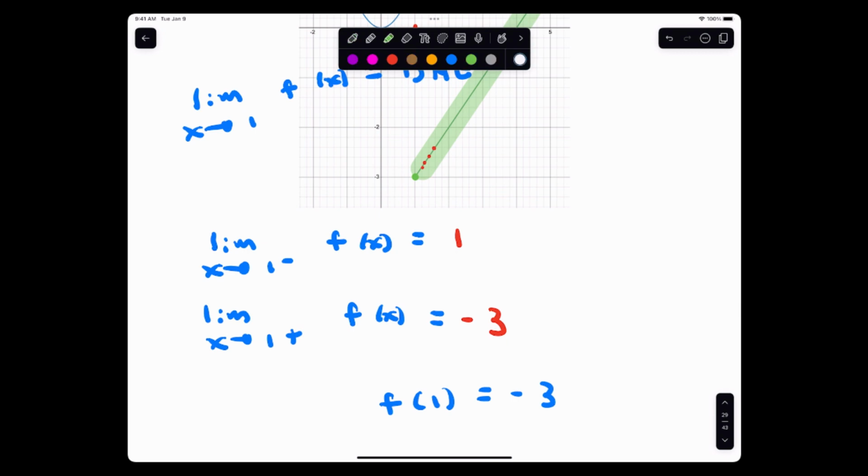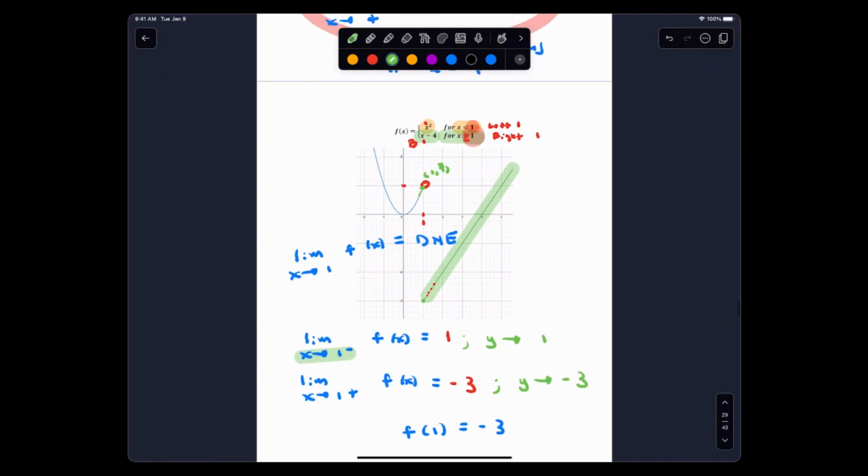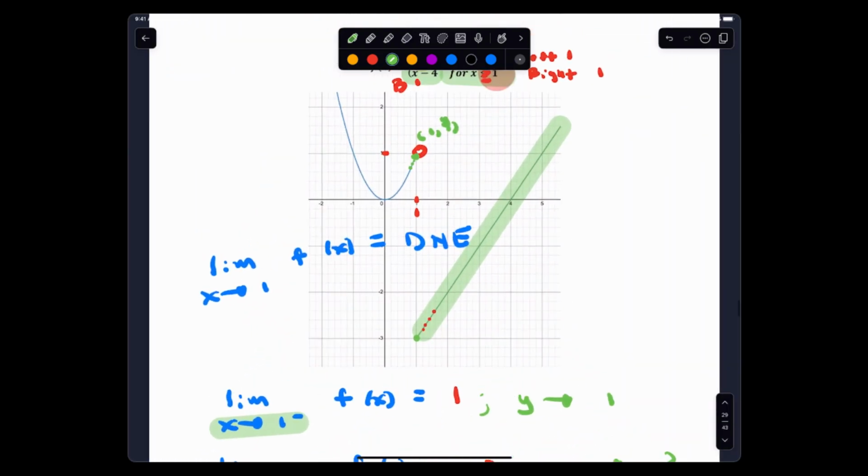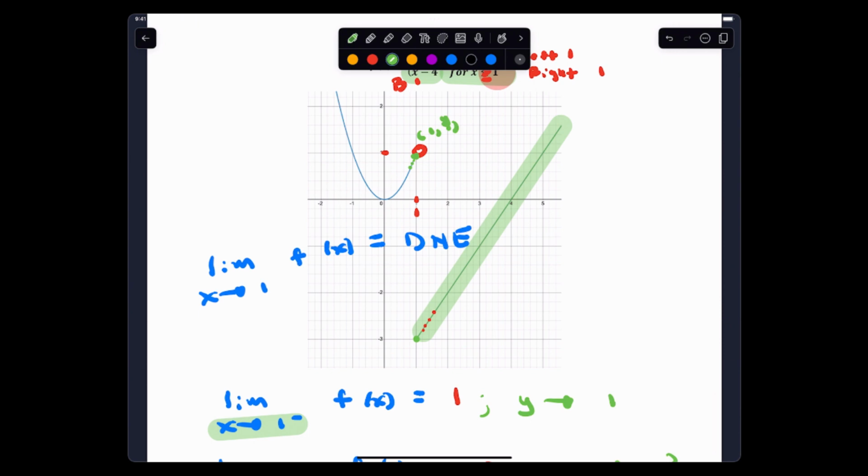See, this is why I could get away with saying, what happens when you approach 1 from the left? Well, this is really saying y is approaching 1. This is saying y is approaching -3. Okay, because limits are approaching values. They're not actually at the value. So this is your first experience with a piecewise function.